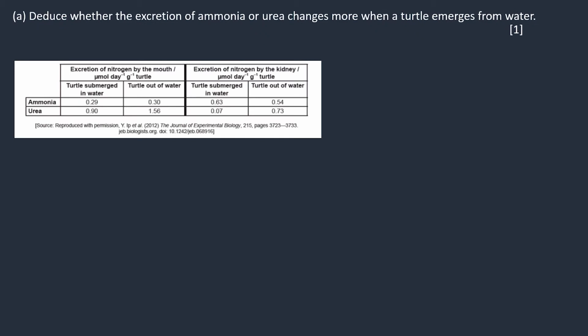And so question A goes on to ask you to deduce whether the excretion of ammonia or urea changes more when a turtle emerges from water. And as we analyzed before, we can see that the change is greater for urea.